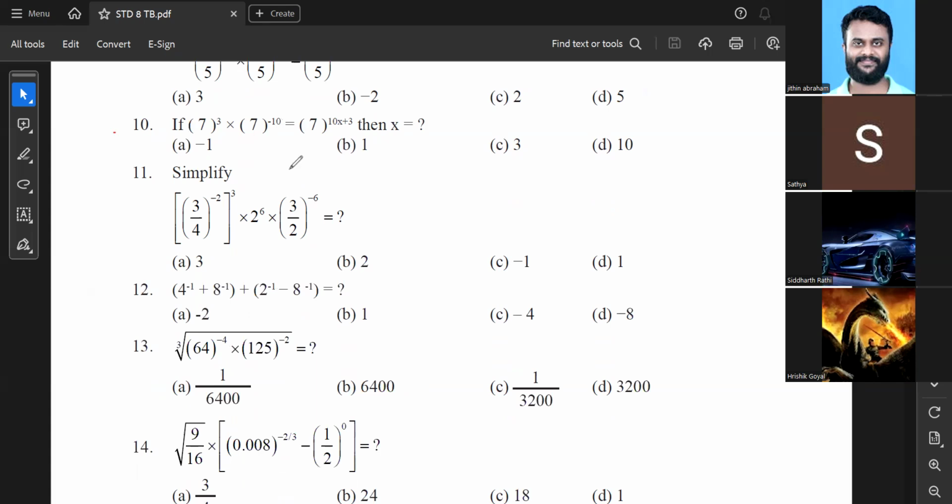Okay, what about the 10th one? Somebody already said the answer, -1. Yes, -1. The 10th is very similar to the 9th, so I'm not going to solve it, you can solve it. Let's go for the 11th.